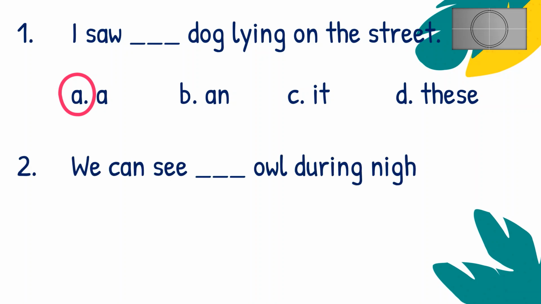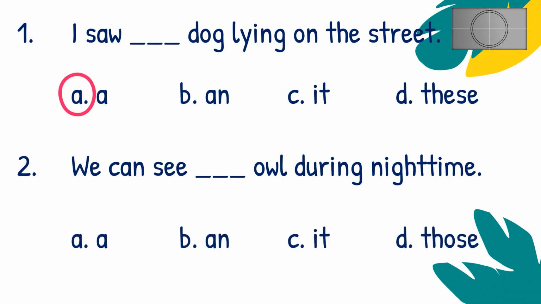Number 2. We can see blank owl during nighttime. A. A, B. An, C. It, D. Those. And the correct answer is letter B. An. We can see an owl during nighttime.